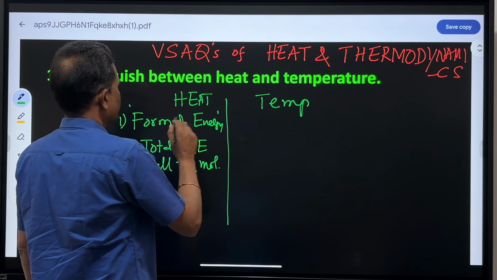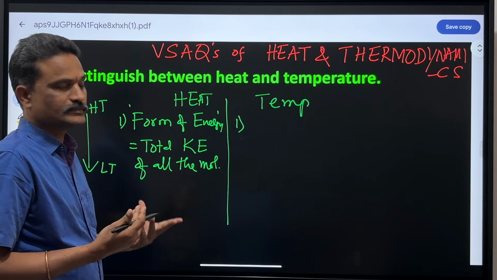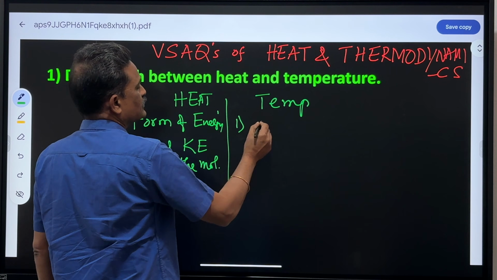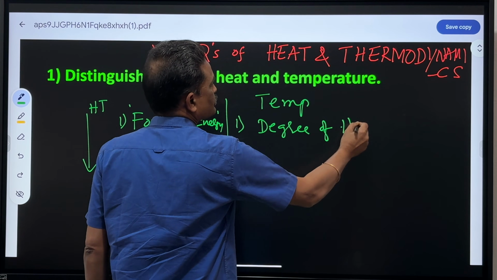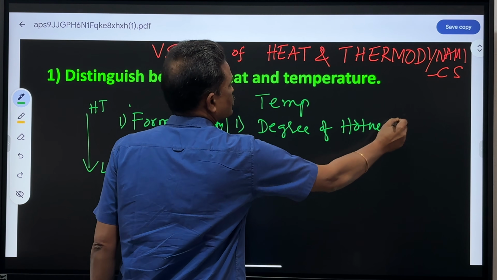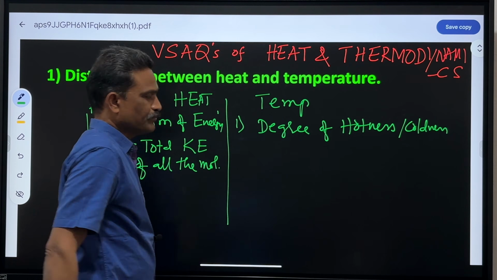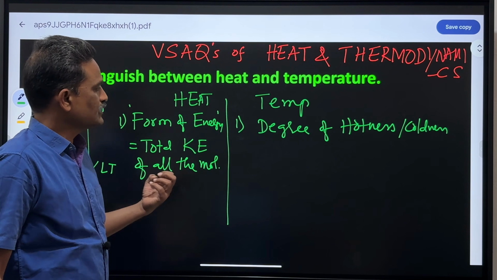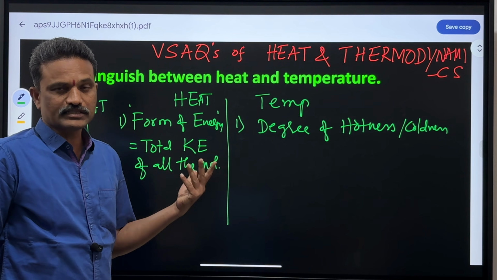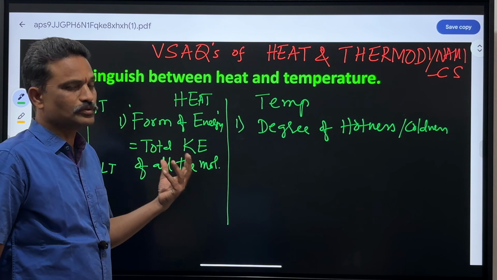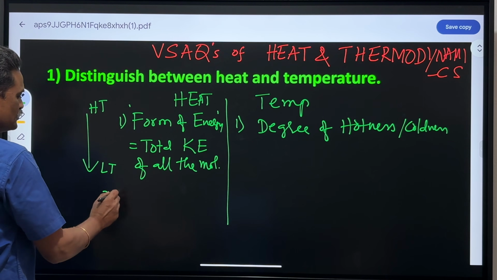Now, what do you mean by temperature? So temperature is the representation of heat. So temperature tells the degree of hotness or coldness. If you write this, that is enough. So temperature tells the degree of hotness or coldness, how much hot a substance is or how much cold an object is. Now the second point is units.